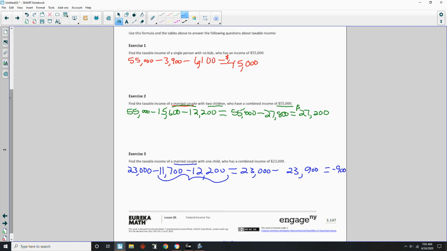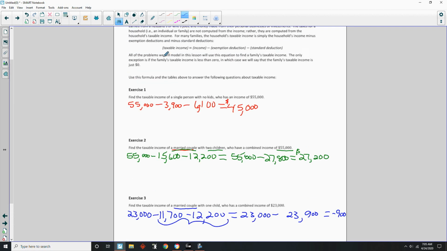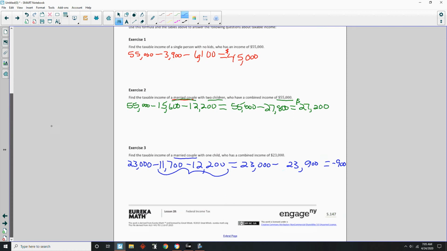But remember what it said up here. If the family's taxable income is less than 0, in this case we will just say the family's taxable income is just $0. So this family has a taxable income of $0. If they make $23,000 combined and have 1 child, then they are not going to be taxed.